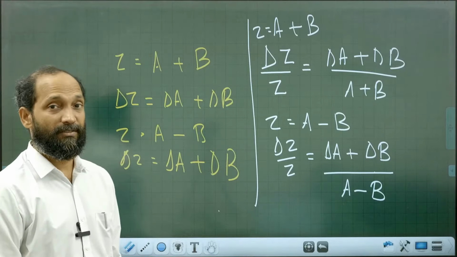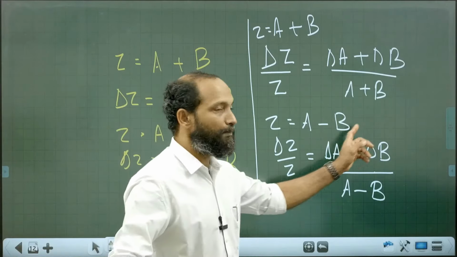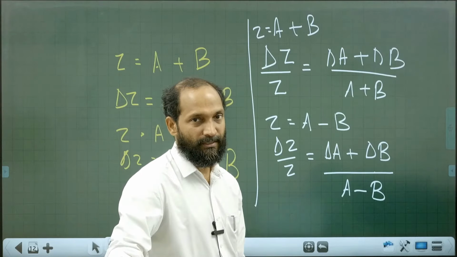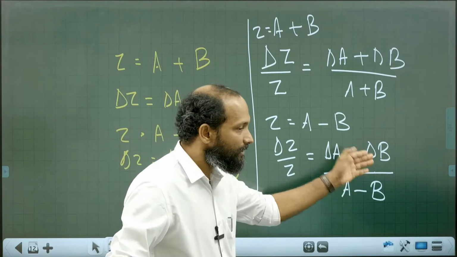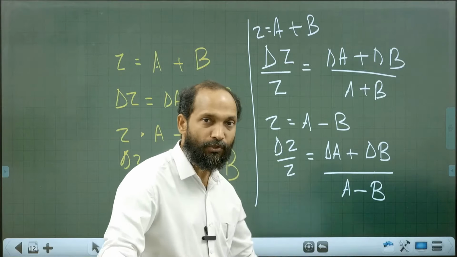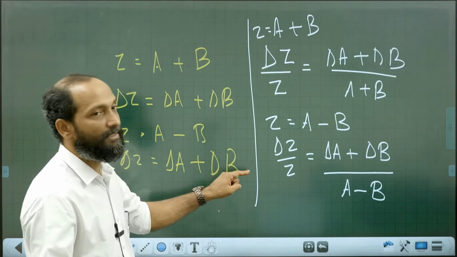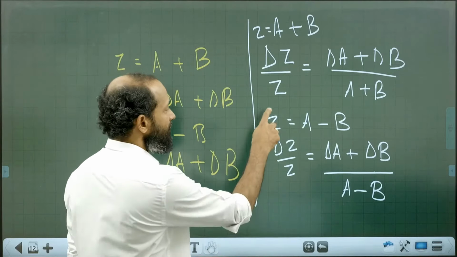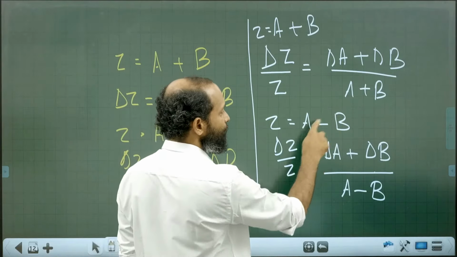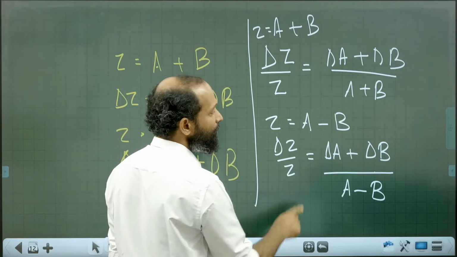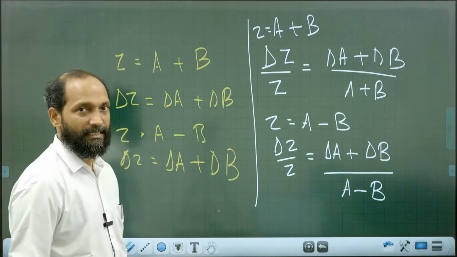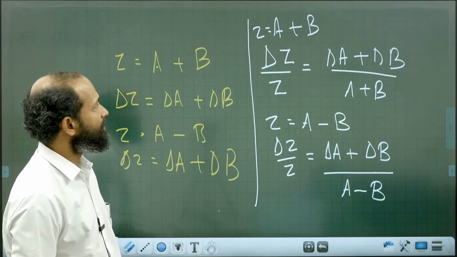It's correct. Very good. Delta A plus delta B is the sum of absolute errors. So the sum of absolute errors divided by the difference of the quantities will give you the relative error in the difference of two quantities. So the relative error in the difference of two quantities is the ratio of the sum of absolute errors and their difference. Like this, statement type questions will be asked.